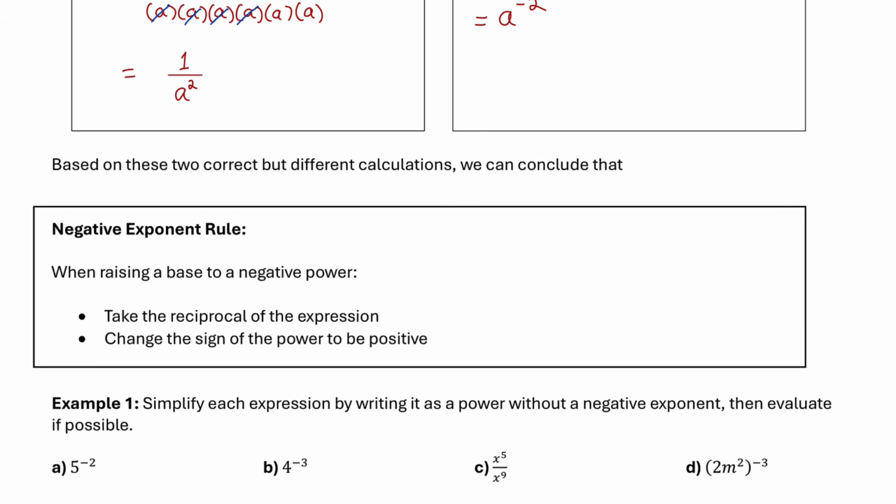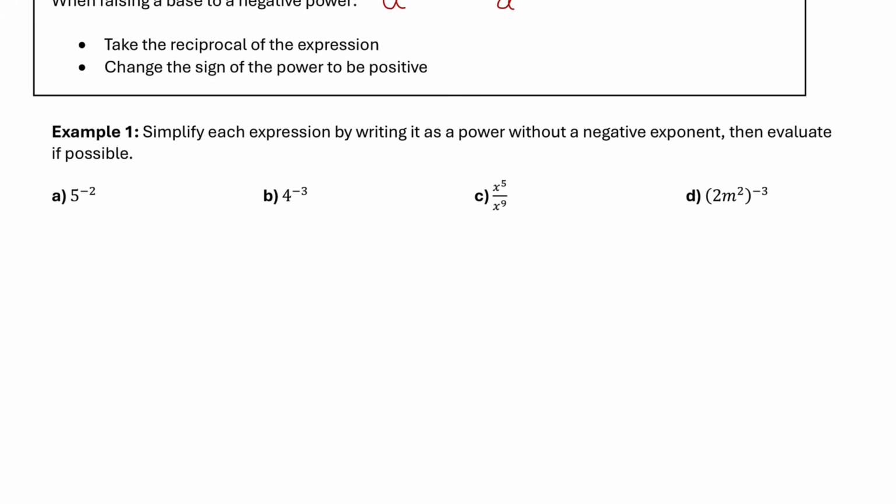The rule says, when raising a base to a negative power, so let's say we have a to the power of negative m, this would equal its reciprocal with the sign of the exponent changed. So it'd be 1 over a to the power of positive m. And now let's practice that rule in example 1.